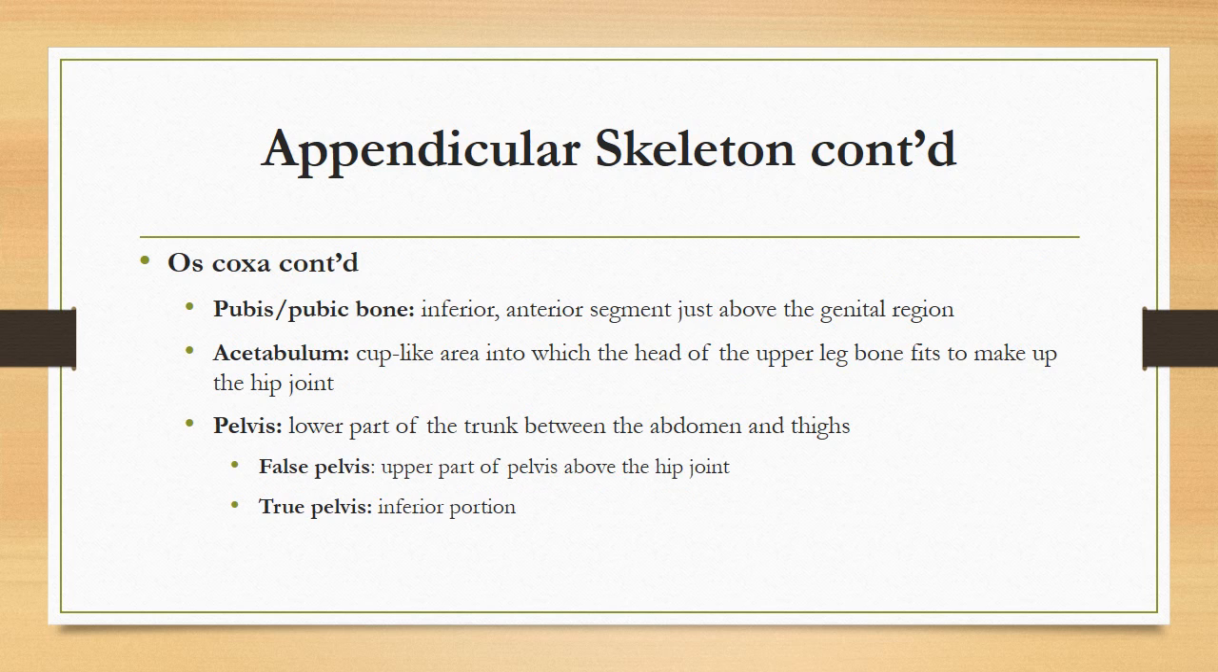Now your os coxa continued, which consists of your pubis, or pubic bone, and its inferior anterior segment just above the genital region. We know what that is. The acetabulum, which is a cup-like area into which the head of the upper leg bone fits to make up the hip joint, and your pelvis, which is the lower portion of the trunk between the abdomen and the thighs. Now, it consists of the false pelvis, which is the upper part of the pelvis above the hip joint, and your true pelvis, which is an inferior portion.